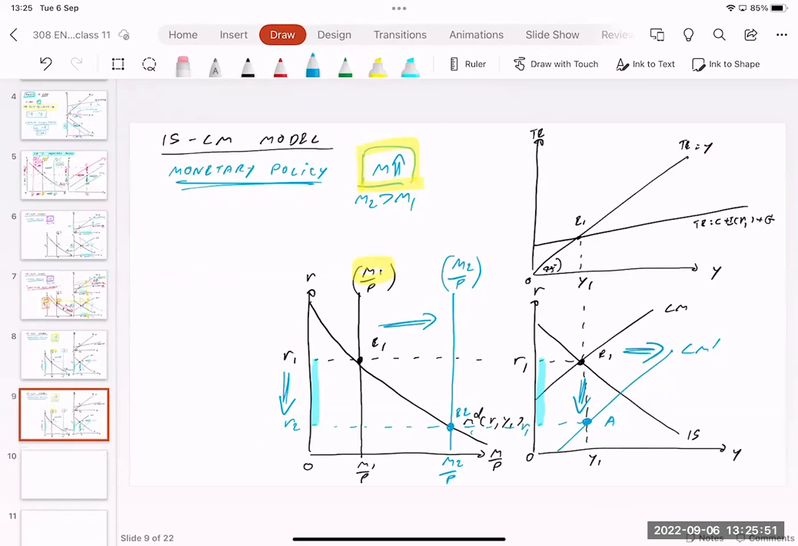However, this time we have the IS-LM model. We have to consider the IS curve together with the LM curve, which means we need to consider the output market together with the money market. So let's see how it's going to be. Let me delete what I don't want out of the graph here.